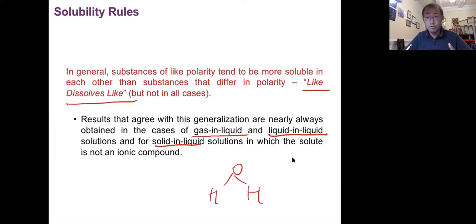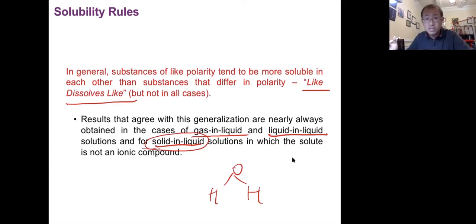So this is the first rule. Again, very easy to understand, right? Polar dissolves polar. Non-polar dissolves non-polar. That's like dissolves like. Like we said, it applies for most cases, except in one case: a solid in a liquid, in which the solid is an ionic compound. That rule doesn't work well.